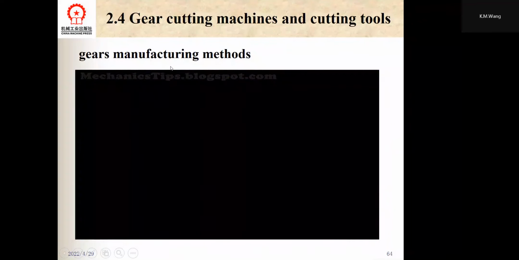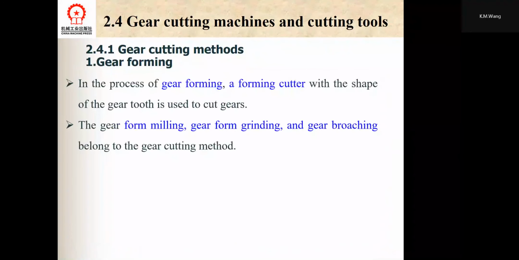Okay, this is gear manufacturing methods. From the video we can learn about the gear cutting methods, and then we will study gear forming. There are many kinds of gear cutting methods. Based on the tooth machining principle, gear cutting methods are classified as gear forming and gear generation. From this video, we can know that the main gear cutting methods are gear forming and gear generation.